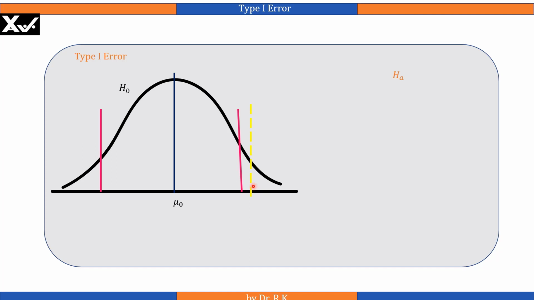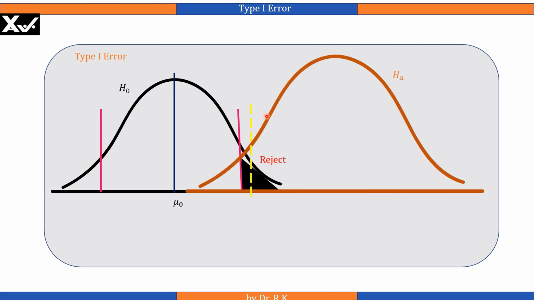The chance of this yellow line lying in this region is 5% because the area is 5%. Total area is 100%. Therefore, we say that there is a 5% chance that we make type 1 error. And this is the 5% region here, put together. Here also. Now, we reject the null here. And this is the alternative hypothesis. If it is true, then this will be the distribution.